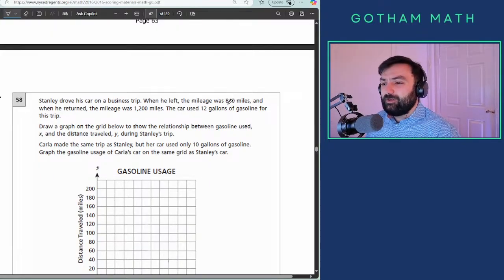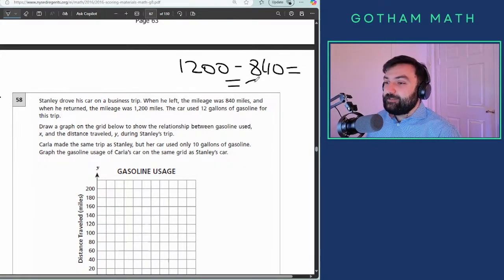Okay, so when he left, the mileage was 840, and then when he returned, the mileage was 1200. So 1200 minus 840 to find how many miles were traveled. 360 miles traveled. Now, how many gasoline gallons were used? 12, right? So how many miles per gallon do we have? 360 divided by 12 will be 30. So it's 30 miles per gallon.